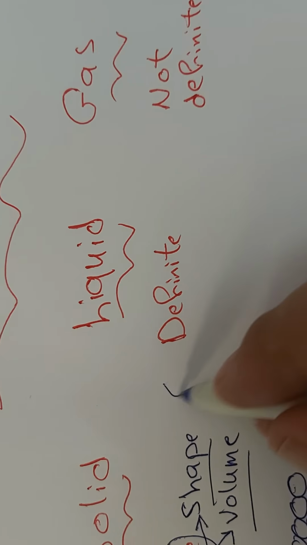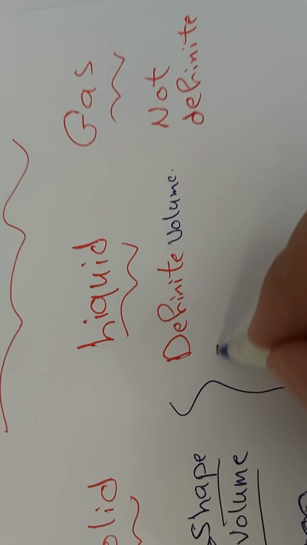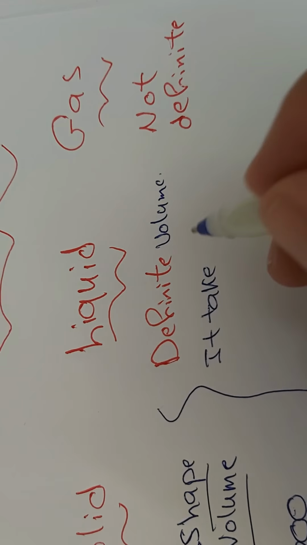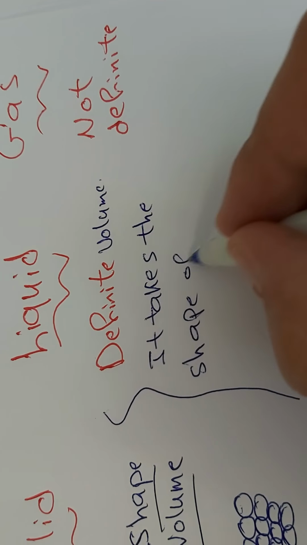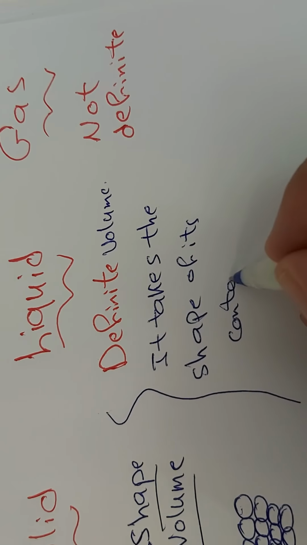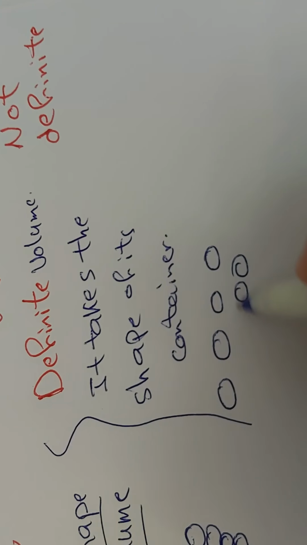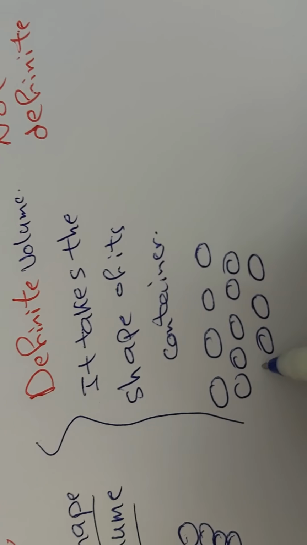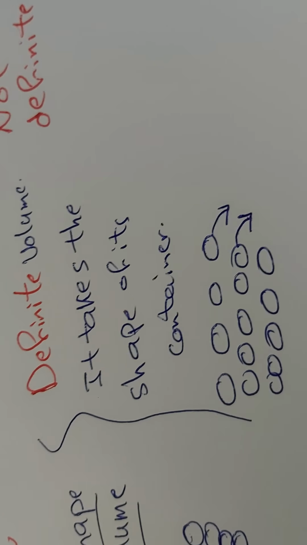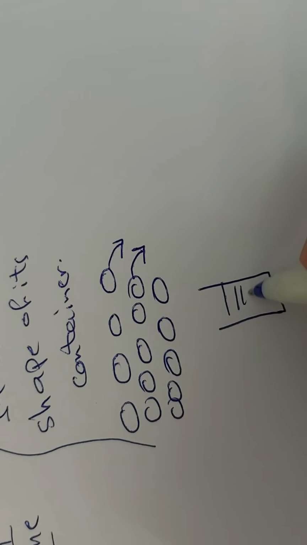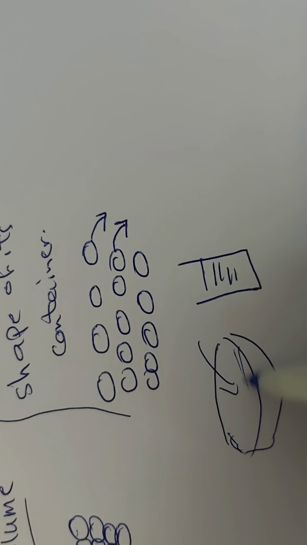What about liquids? We said liquids have definite volume only. It takes the shape of its container. And the particles in liquids slide to each other, so the shape can be changed. Why? Because particles can slide to each other, so that we can change the shape. If you put it in a glass, it will take the shape of the glass. If you put it in a plate, it will take the shape of the plate.